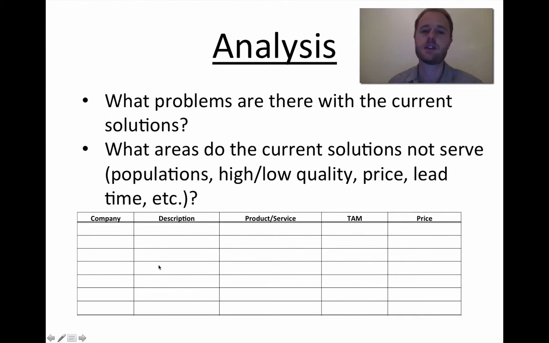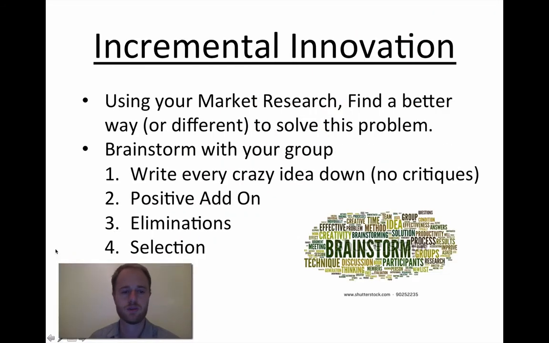What are some areas that these companies are not serving? Is there a population of people, like in India or something, that's having this problem that's not being solved? Are the products really high quality, and we could come up with a lower quality? Is the price too high, and maybe we can find a way to make it lower? Lead times: does it take too long for the products? So you want to get together and really analyze your market research. And once you've done that, your job is to find a better way.